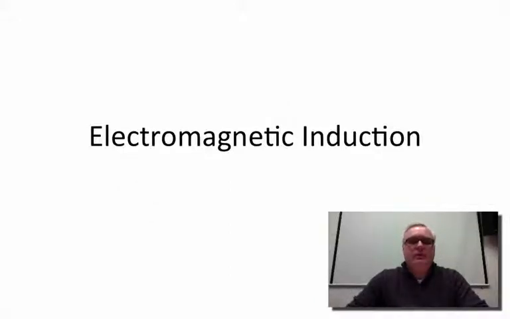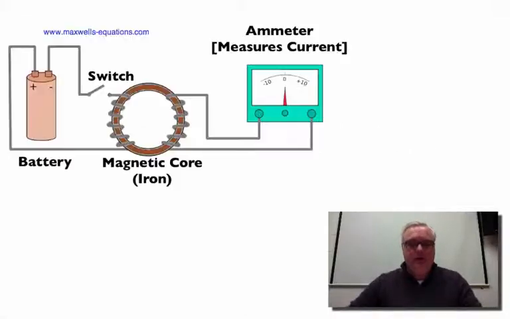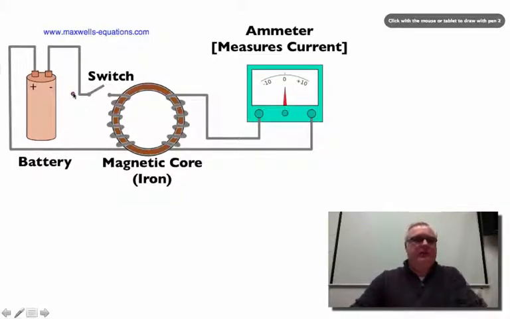Okay, in this video we're going to talk about electromagnetic induction. This is a phenomenon that was discovered early in the 19th century by a British physicist by the name of Michael Faraday. And we have basically got Michael Faraday's apparatus, his experimental setup here on this slide.